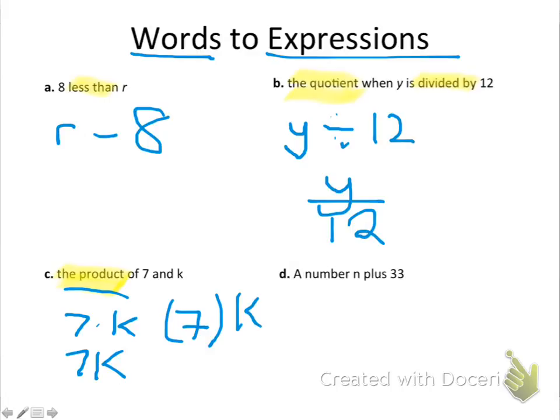The last one. If you'd like to, pause the video now and try it on your own, and then play to see if you got it right. A number n plus 33. That one we can just write the way it is. N plus 33. And we're done.